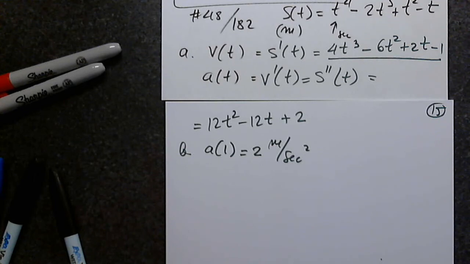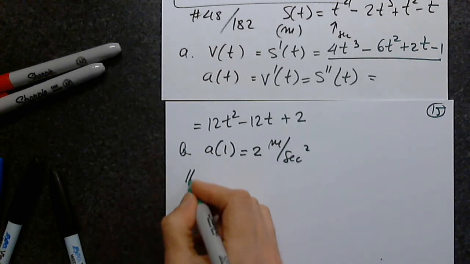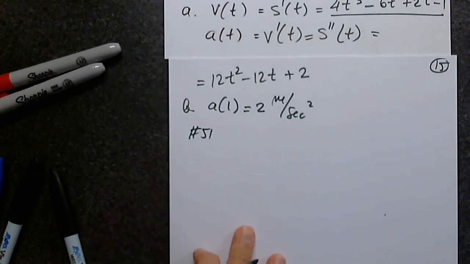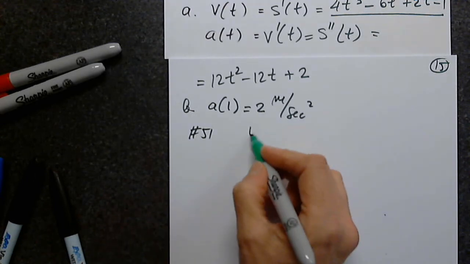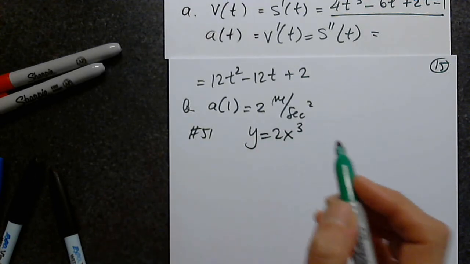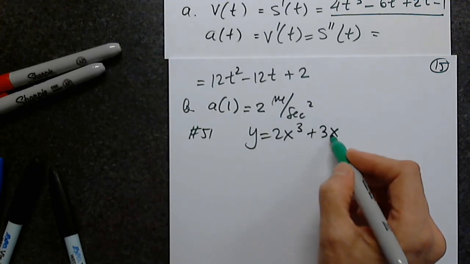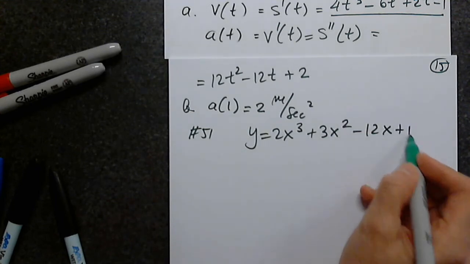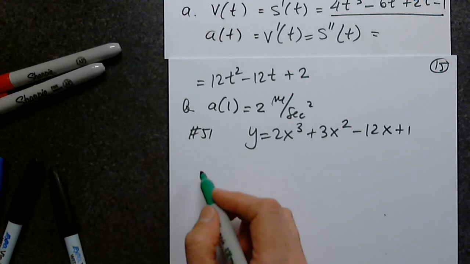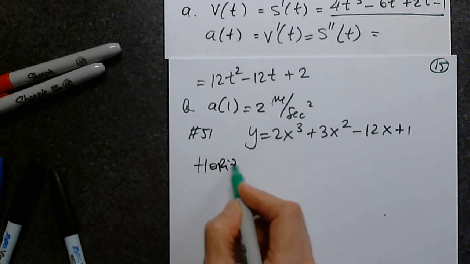So, problem 51. Find the points on the curve y equals 2x cubed plus 3x squared minus 12x plus 1, where the tangent is horizontal. Horizontal tangent.